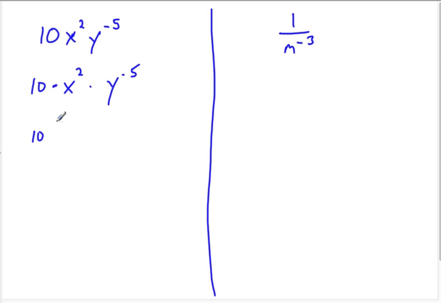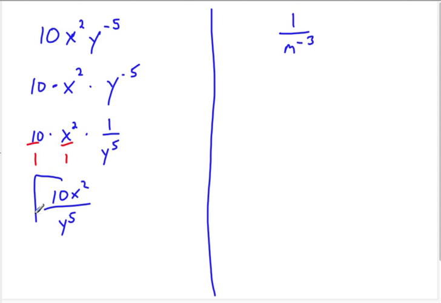So we have 10 times x squared times, and this is not y to the fifth, it's 1 over y to the fifth, right? And because of that, we're going to need to just make everything a fraction to make it simpler. So now on the top of this fraction we have 10 times x squared, so 10x squared, and on the bottom we have y to the fifth. And so here's the simplified version of the beginning problem. Alright, let's take a look at 1 over m to the negative 3 power.